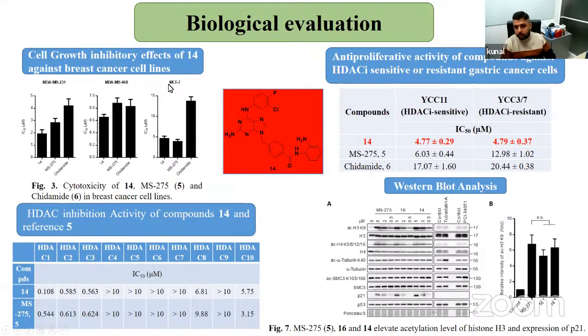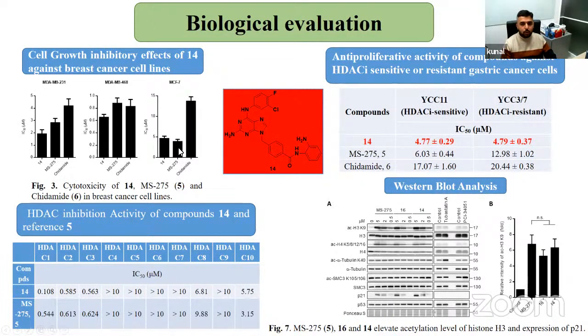But when you consider the results against MCF7, that is again a breast cancer cell line, but with estrogen receptors, and these two other cell lines are triple negative breast cancer cell lines. If you consider the results of the compound against the MCF7 cell line and compare it with the previous two cell lines, you'll figure out that compound 14 was not as active as the lead compound. Even in this cell line, MS275 was more active. So it was clear cut that against MCF7, the results were not very promising because the lead compound was more potent. It has a lower IC50 value.